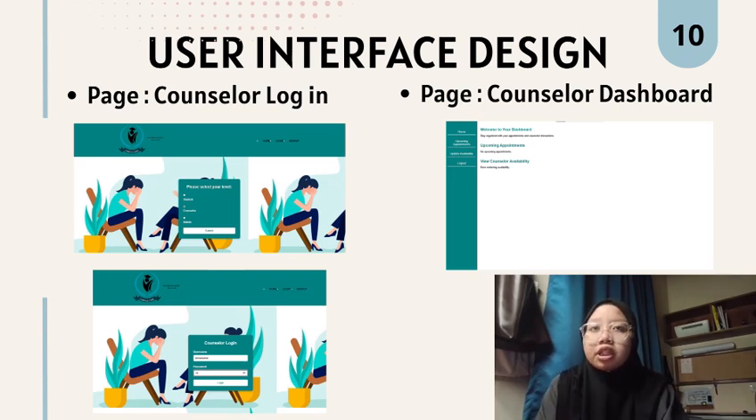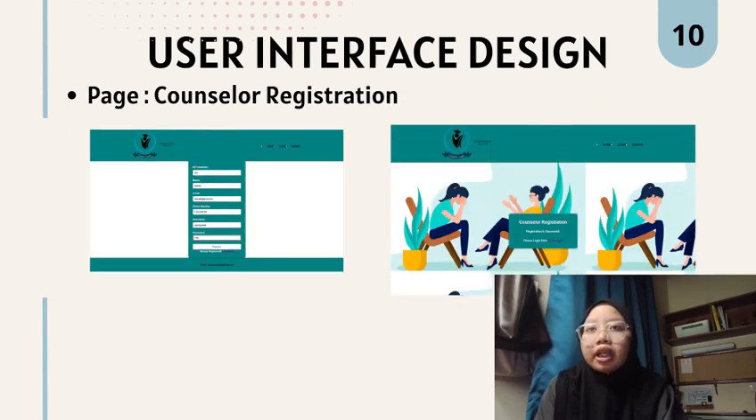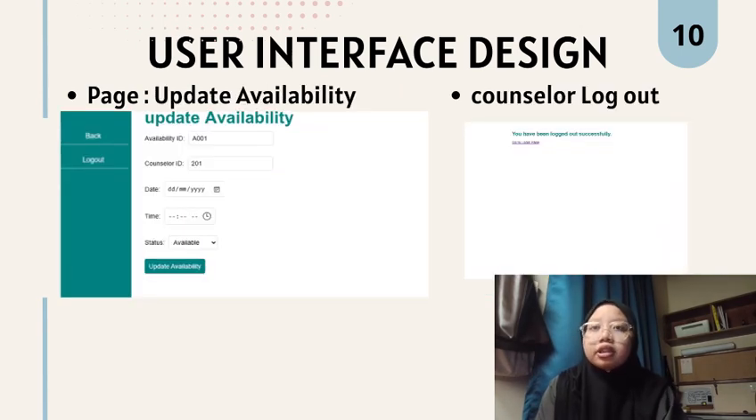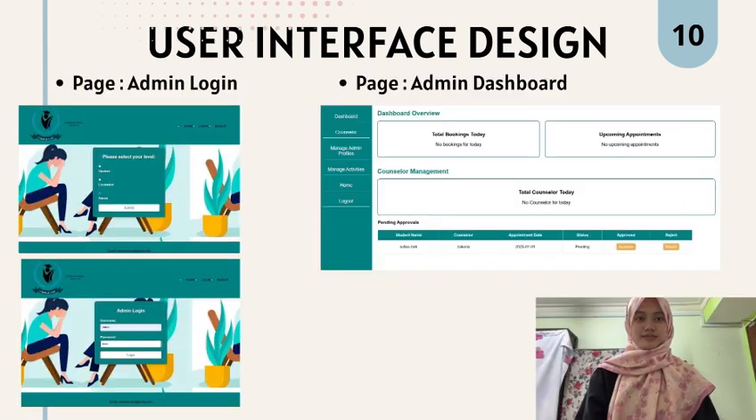Next, we have the counselor registration page. First, the counselor needs to click the sign up button, and then the counselor needs to register the counselor ID, name, email and others. Then we have the update availability page for the counselor. The counselor can update the date, time and status for the counseling session, and then the counselor can click logout to log out from the system.